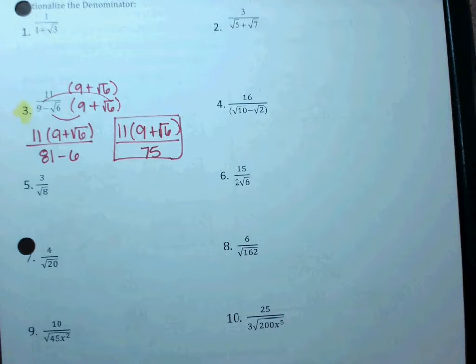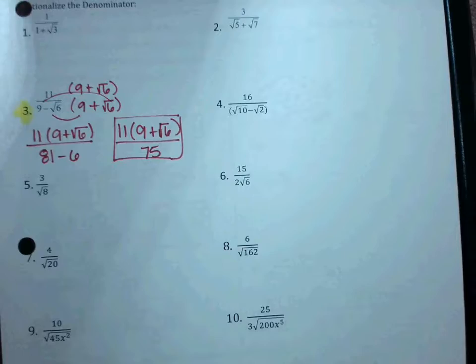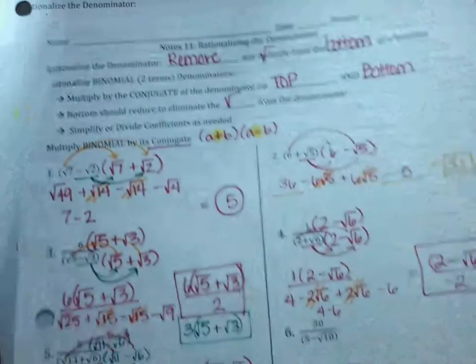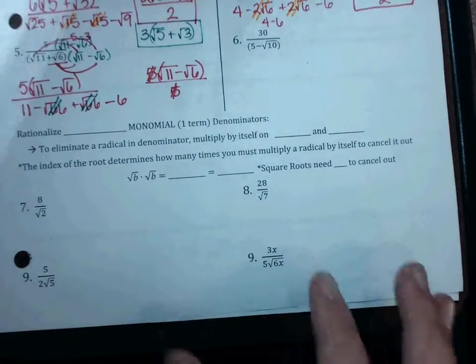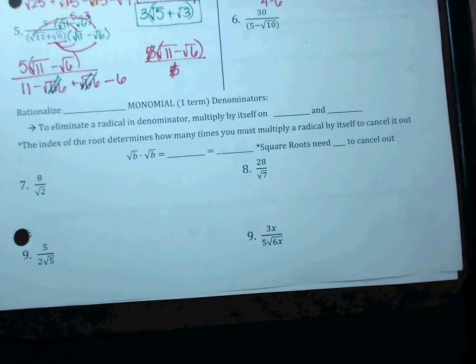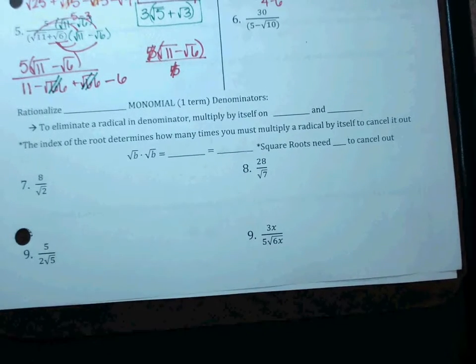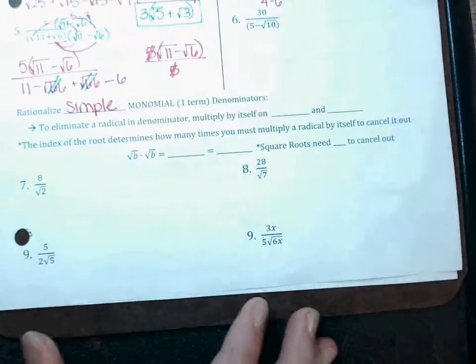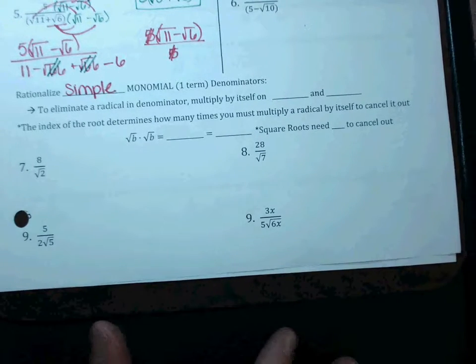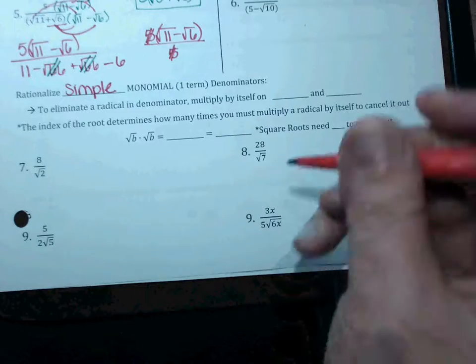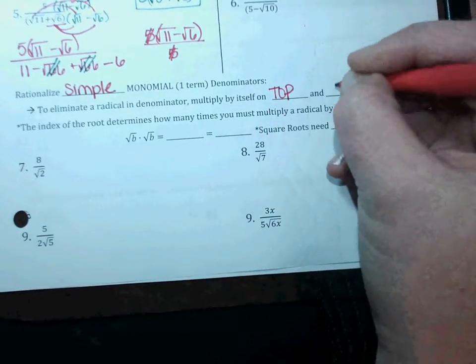So we talked about binomials. The good thing about binomials is that you're pretty much always working them the same way. You're going to use the conjugate, you're going to multiply on top and on bottom, and it'll handle the problem. Okay, if you have a monomial, you have two types. You have a simple monomial, which is what we're going to look at first. Okay, the simples are easy, or easier. Okay, you are going to multiply by itself on top and on bottom.